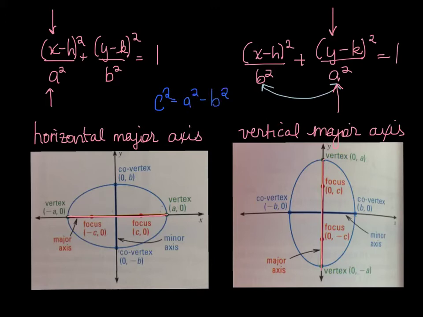Notice that my vertex is at (a, 0) or (0, a). My co-vertices are at (0, b) on the horizontal one or (b, 0) on the vertical one. To find the foci, you use this equation, since my foci are (c, 0). This will make better sense when we get an example with actual numbers.